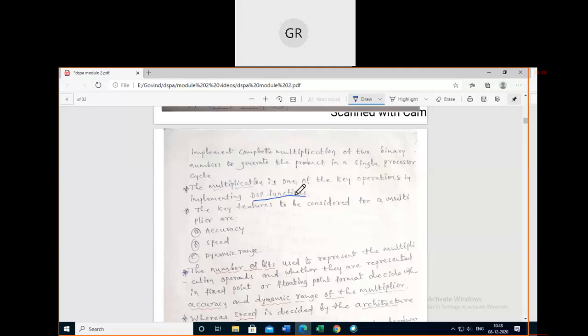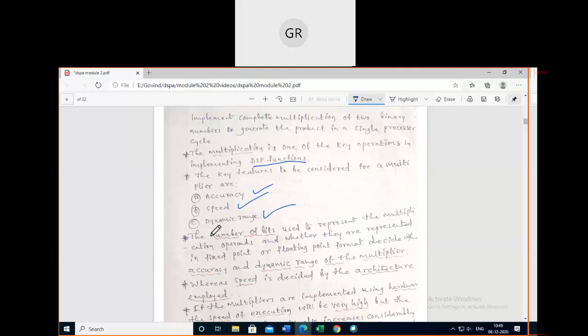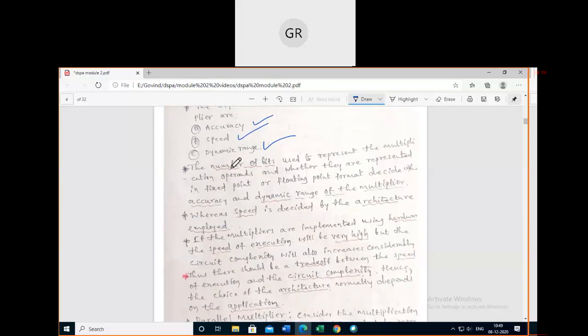The key features to be considered for a multiplier, we already know that. What are the key issues? One is accuracy, speed, and dynamic range. In the previous class we discussed dynamic range. It depends on the number of bits. Here the number of bits used to represent the multiplication operands and whether they are represented in fixed point or floating point format decide the accuracy and dynamic range of the multiplier.